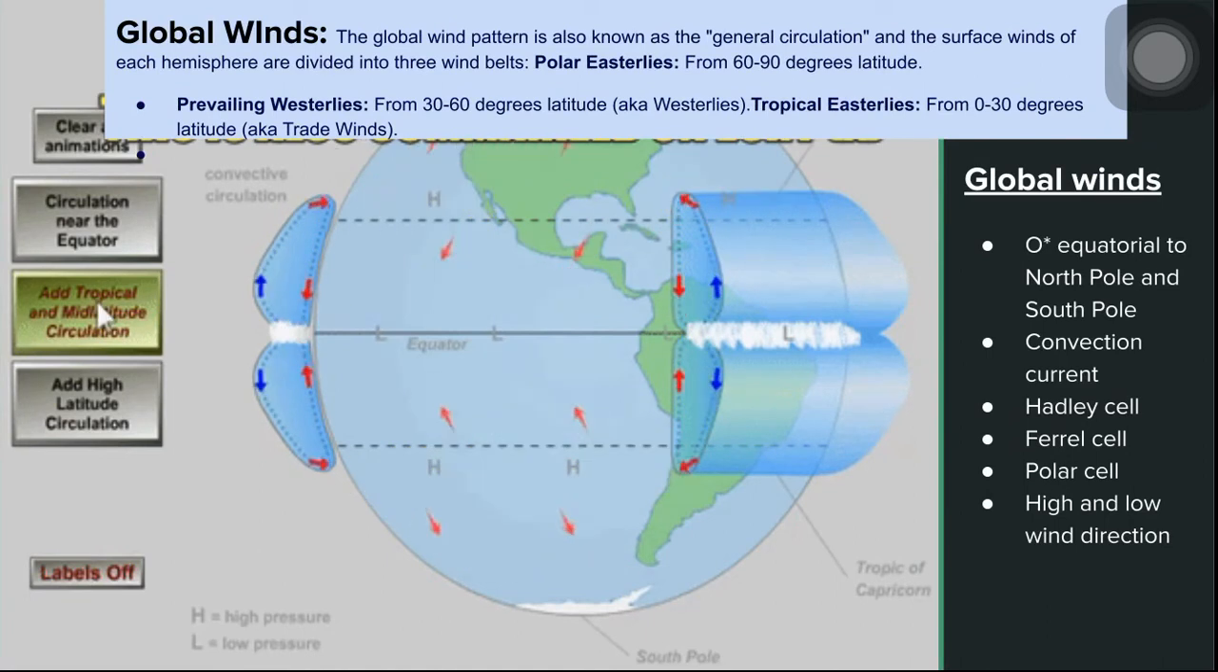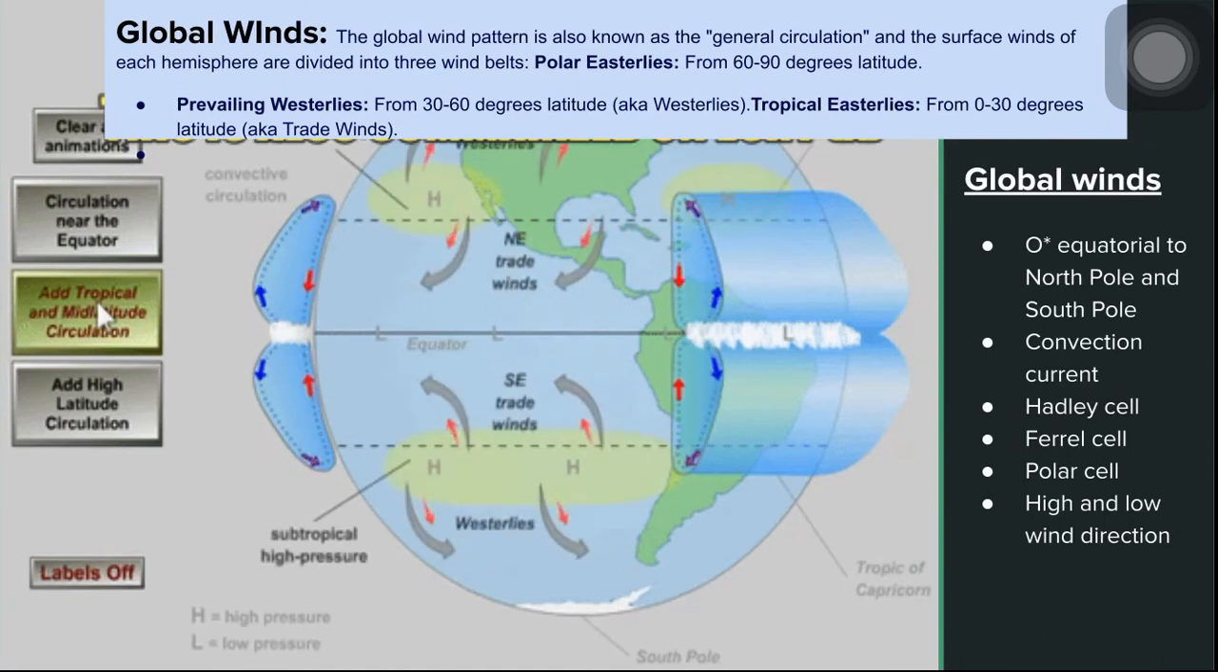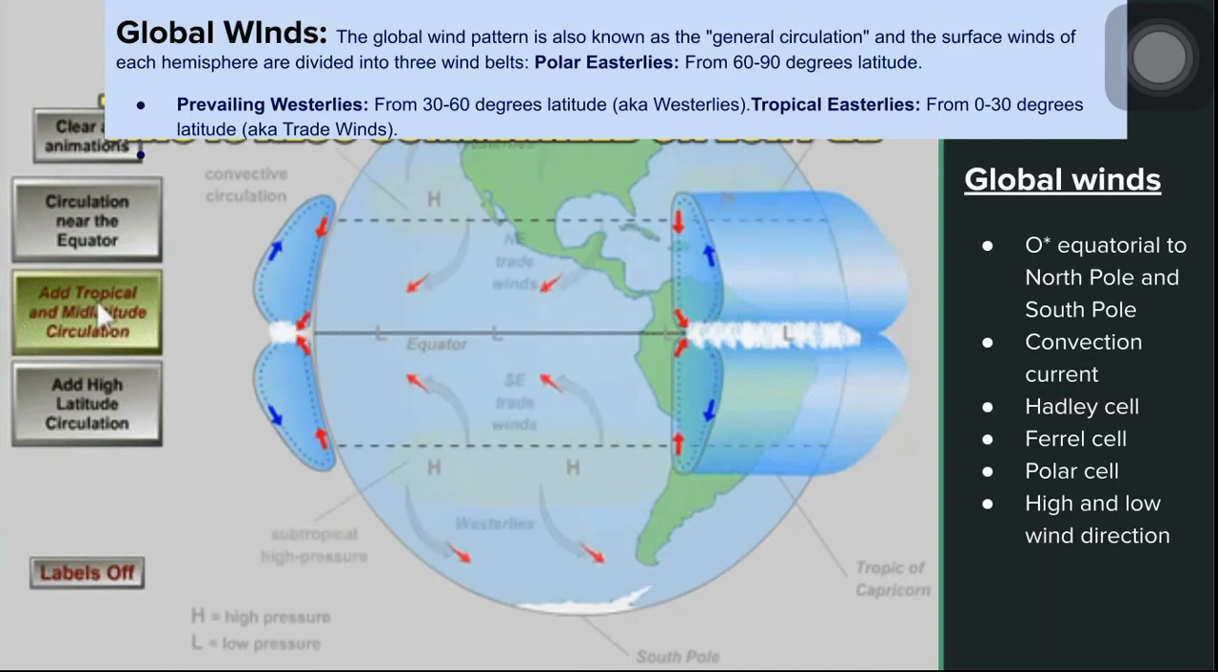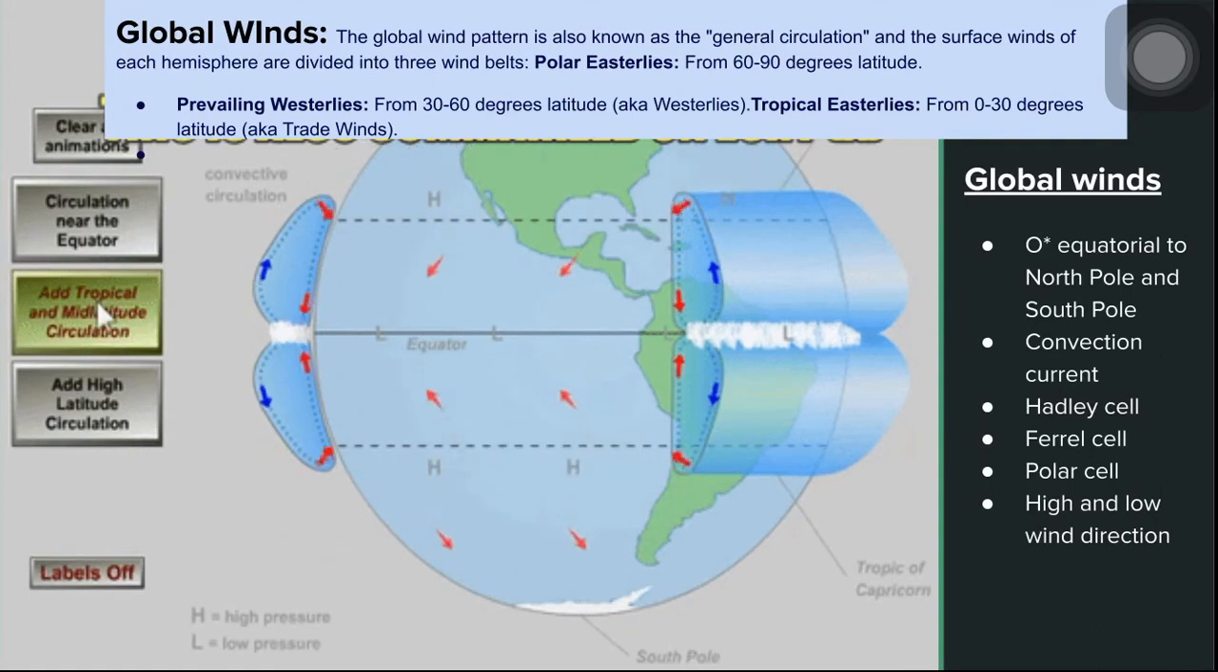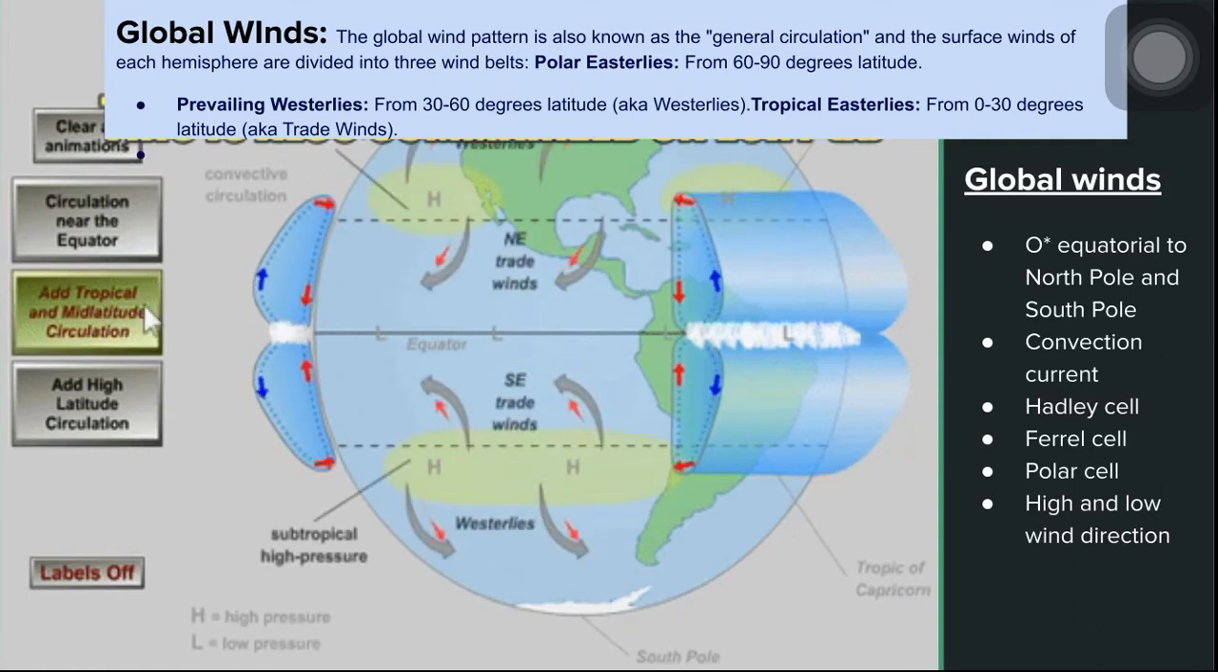Our objective is that at the end of the lesson, students will be able to learn about the movement of the air on the Earth's surface. So first we talk about the global winds. The global wind pattern is also known as the general circulation, and it refers to all types of air movement from high pressure areas to low pressure areas. On a larger scale, there are planetary winds and seasonal winds. On a smaller scale, there are local winds.